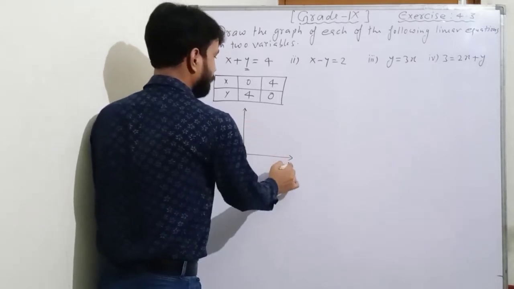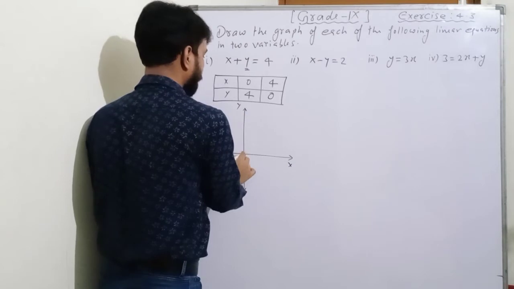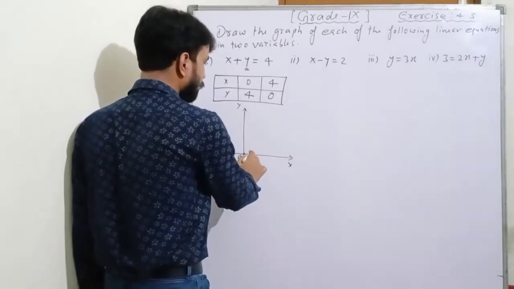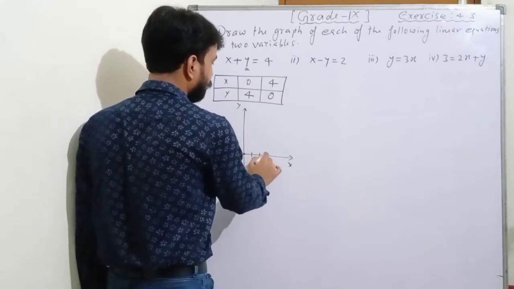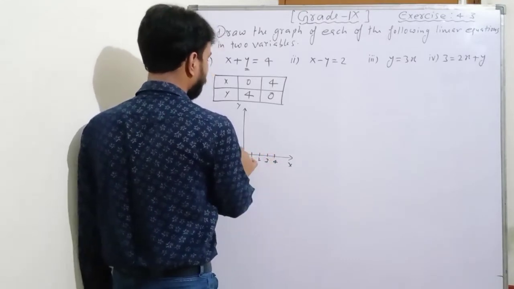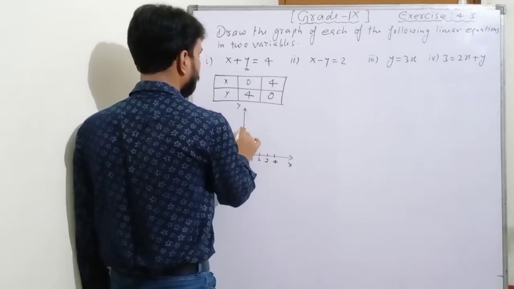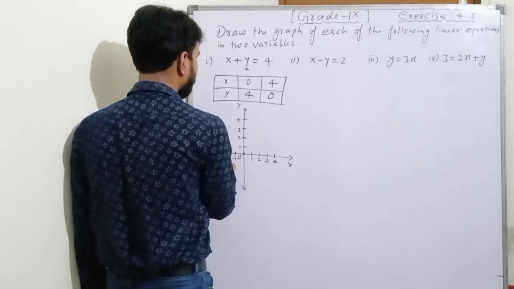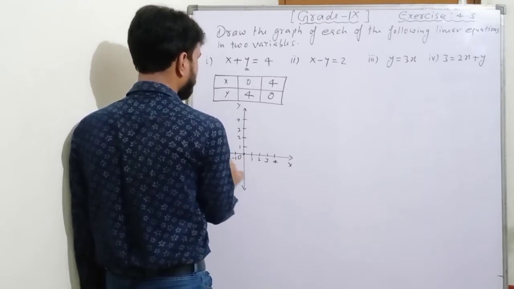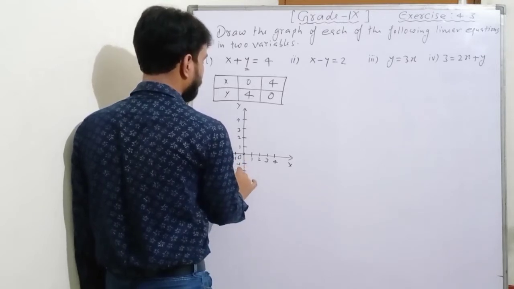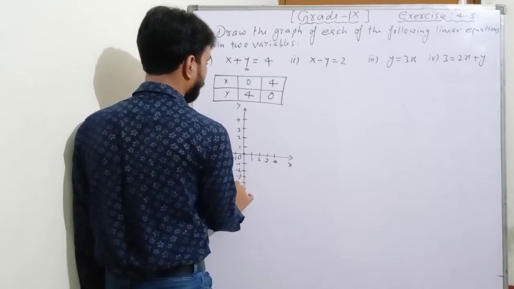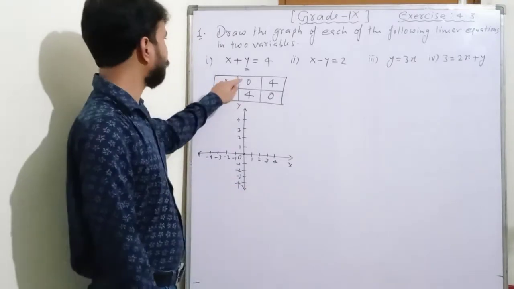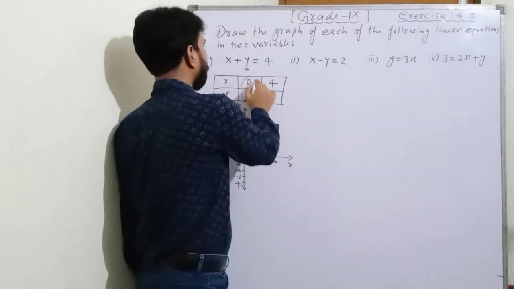This is the x-axis, y-axis, and this is the origin. Now we will have to take the distance here. 1, 2, 3, 4. Minus 1, minus 2, minus 3, minus 4. Now the very first point is 0, 4.